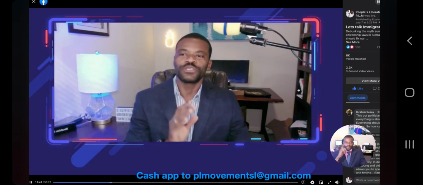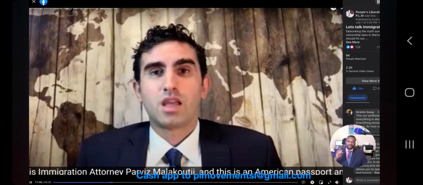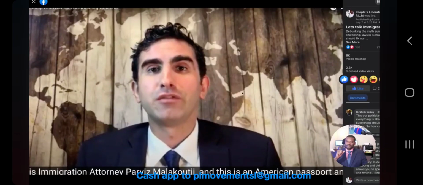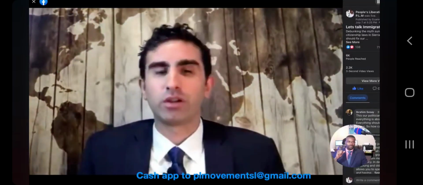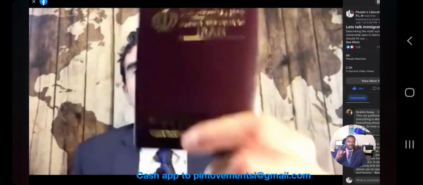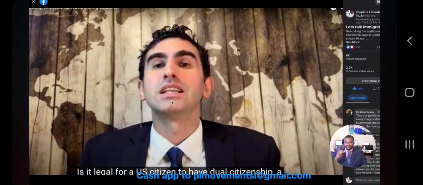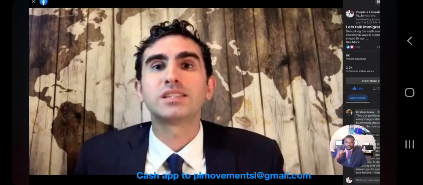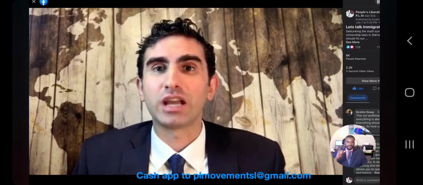Explain too much. Let me show you guys so you can see exactly how this situation is explained. This is immigration attorney Parviz Malakuti, and this is an American passport, and this is an Iranian passport. Can one person have both passports at the same time? The answer is yes. Is it legal for a U.S. citizen to have dual citizenship, citizen of the United States and citizen of another country at the same time?